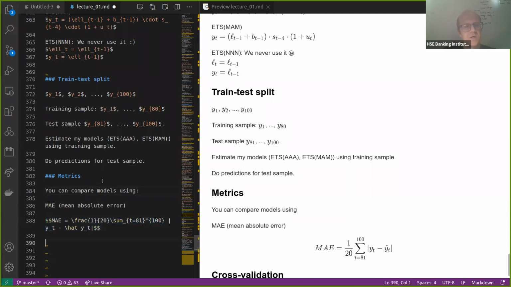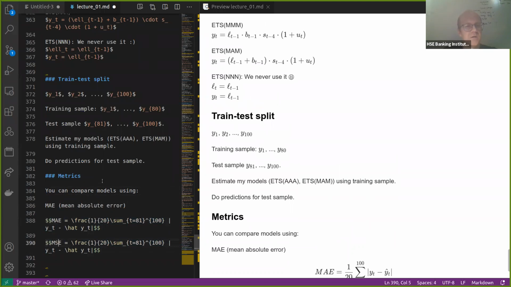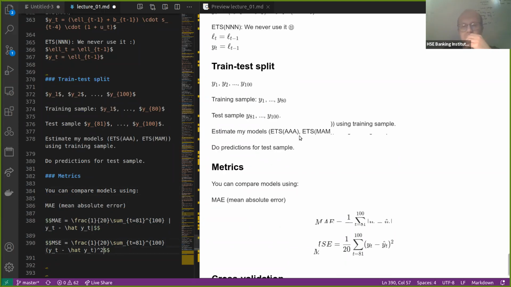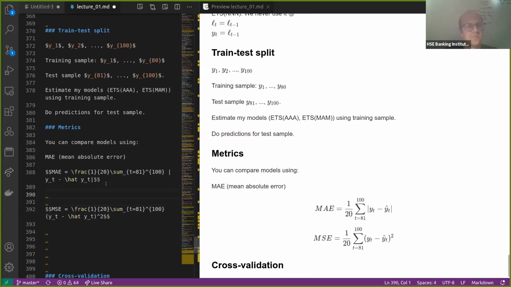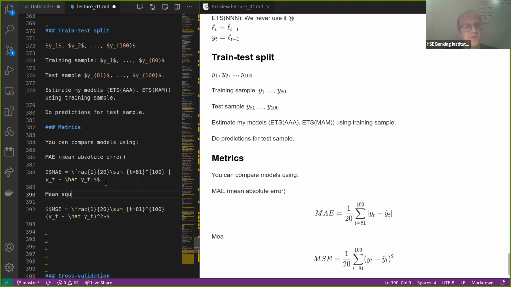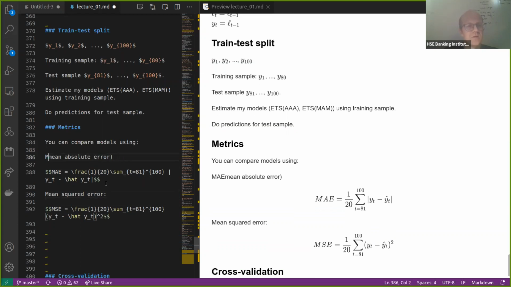What is the mean squared error? You just replace here in the numerator the absolute value with the squared value. This is mean squared error. What else do you know? Mean absolute error, mean squared error. What else?